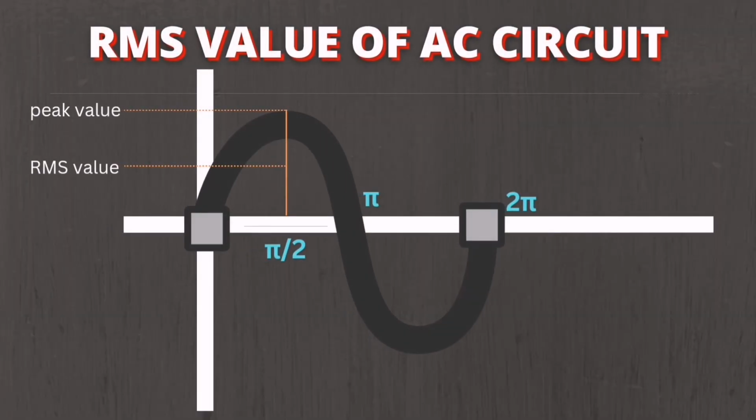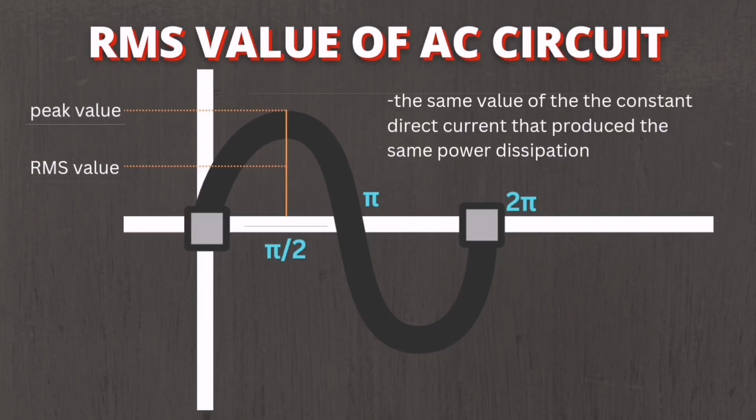Hi guys, this topic is all about the RMS value of an AC circuit. In an alternating current circuit, RMS is the same as the value of the constant direct current that produces the same power dissipation.